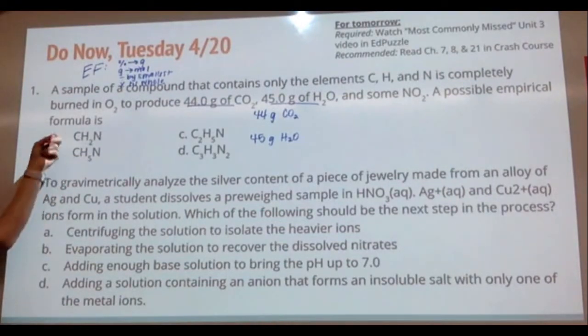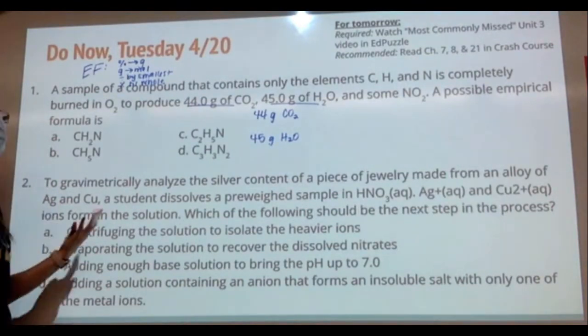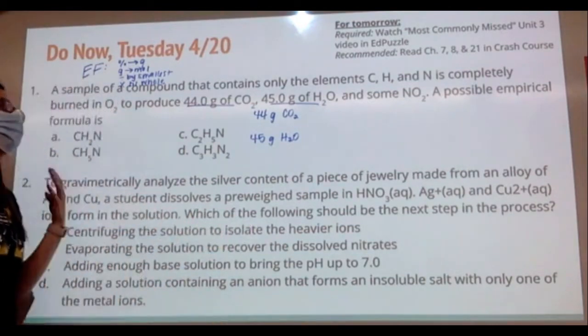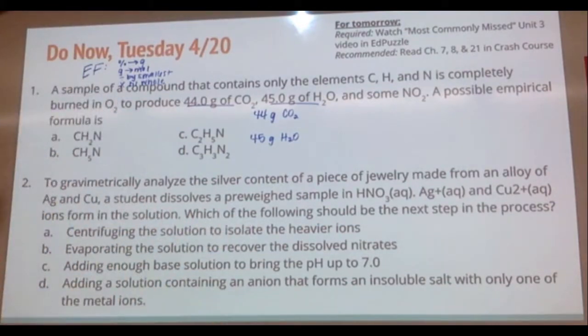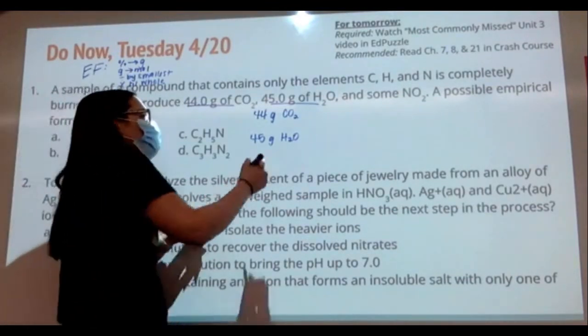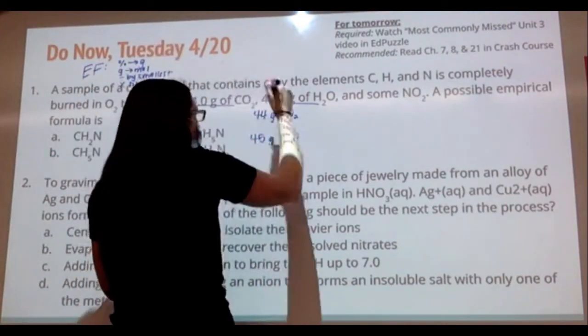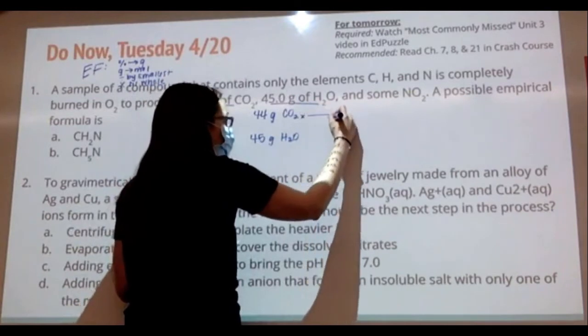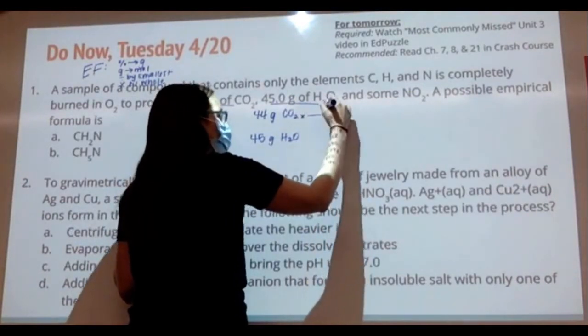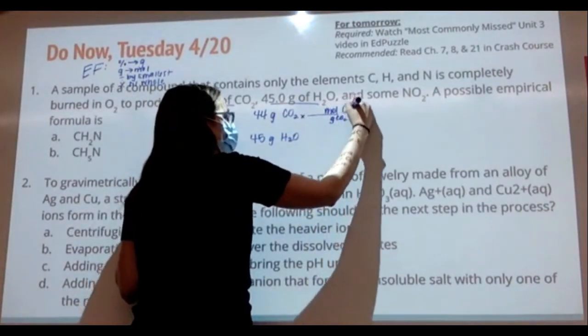So we know that we need atoms of C, atoms of H, and atoms of N. Because it just says some NO2, they don't give us an actual amount. So we're just going to focus on C and H, and based on C and H, we'll be able to figure out our answer. We don't have to worry about percent to grams because it was already given in grams. So now we're going to go grams to moles, from grams of CO2 to moles of CO2.